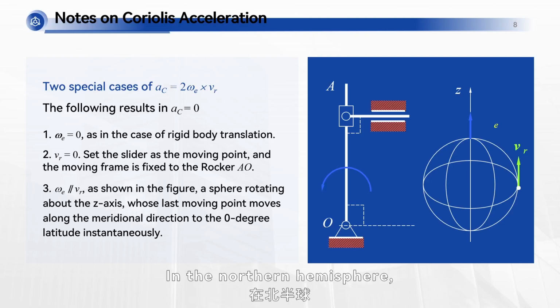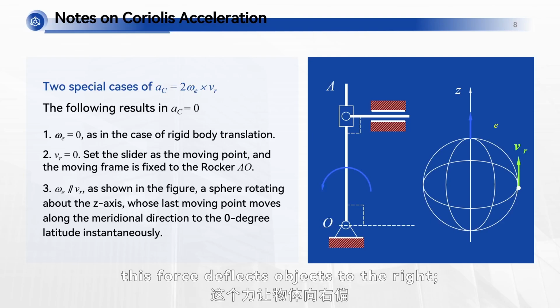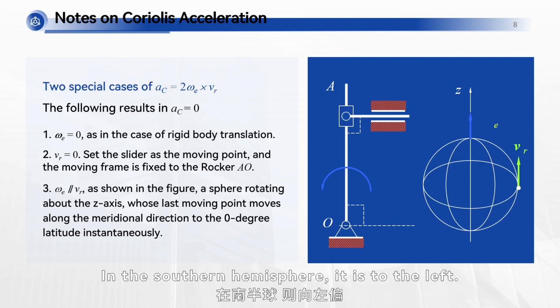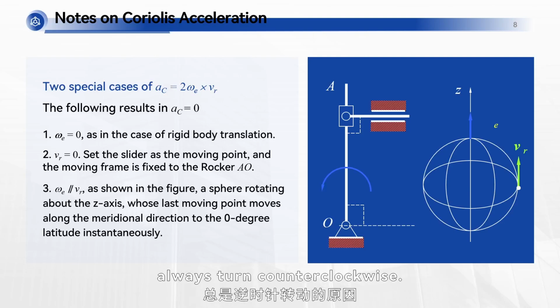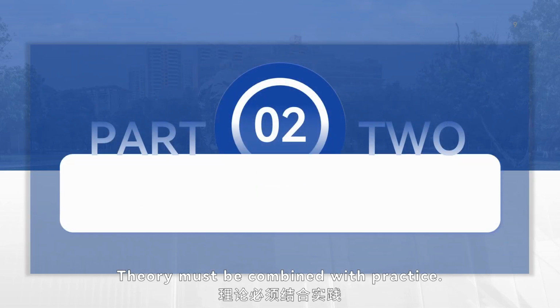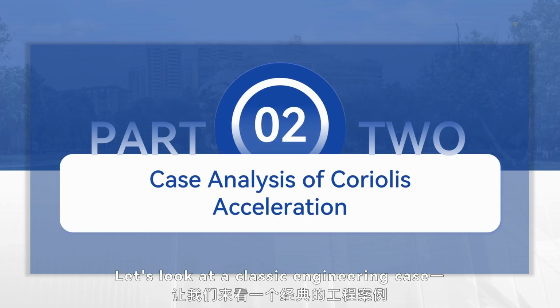In the northern hemisphere, this force deflects objects to the right. In the southern hemisphere, it is to the left. This is the reason why cyclones in the northern hemisphere always turn counterclockwise. Theory must be combined with practice. Let's look at a classic engineering case.